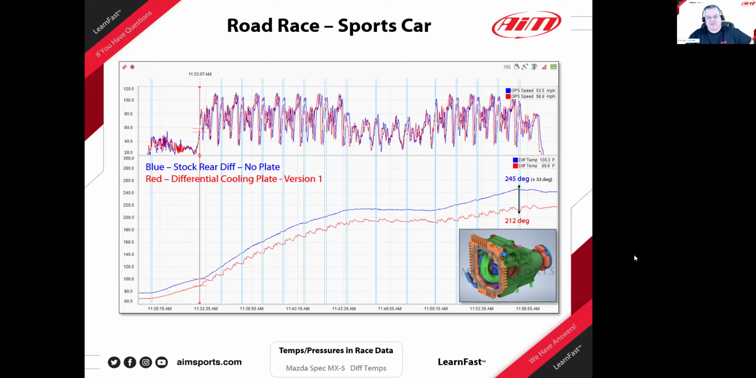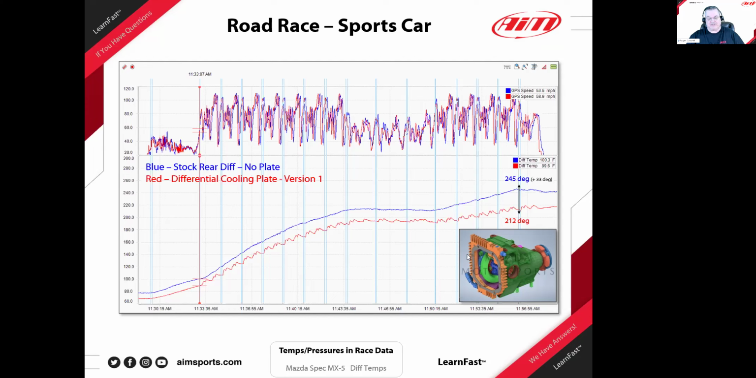There was some testing, and people knew about the temperatures in the diffs, and they're running these things not just in sprint stuff but in endurance racing, and the diff temps were getting up to like 350 to 375 Fahrenheit in some of the endurance races. So they were thinking, well, what's a way that we can bring those temperatures down fairly inexpensively? So Mazda and MiataCage.com designed this orange plate here.